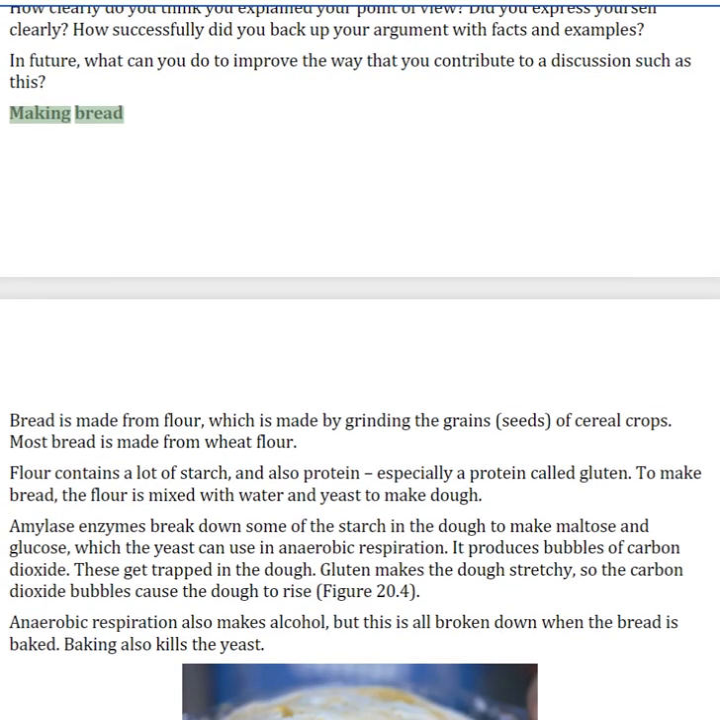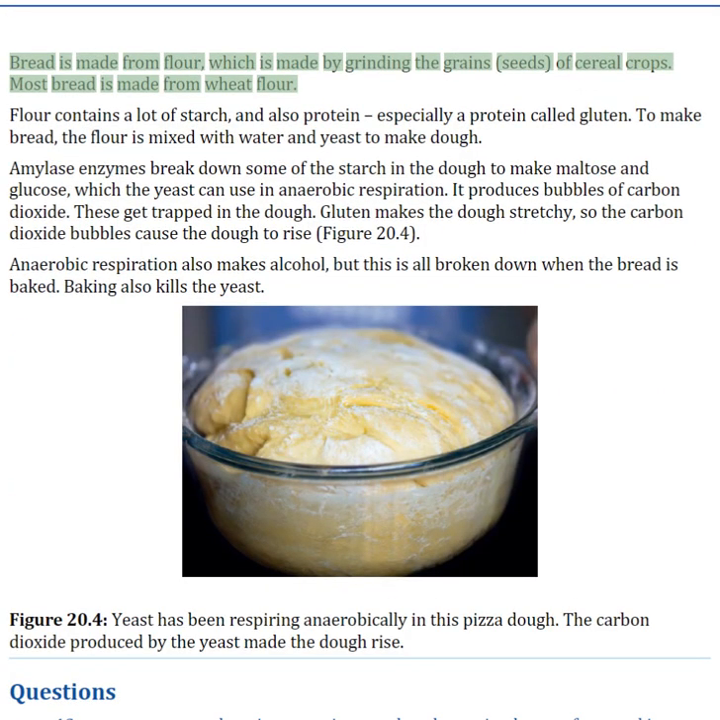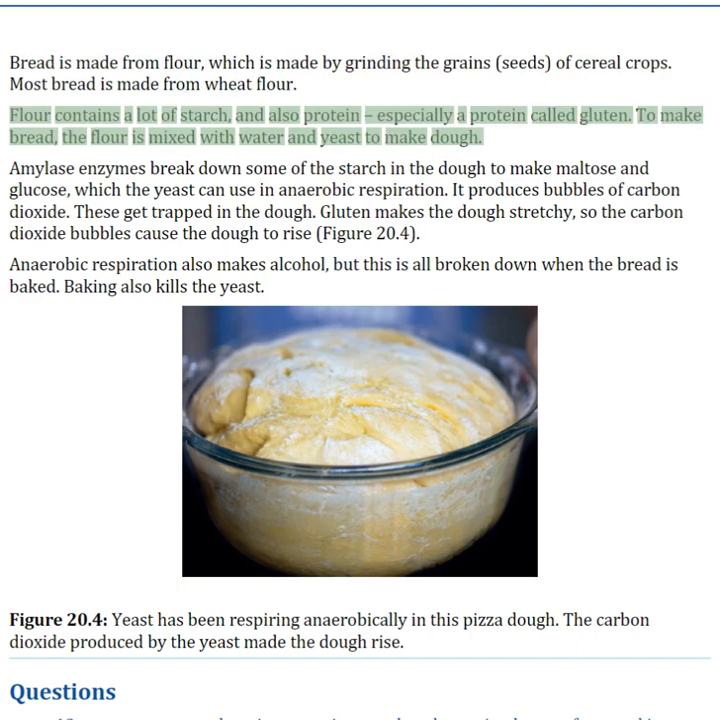Making bread. Bread is made from flour, which is made by grinding the grains of cereal crops. Most bread is made from wheat flour. Flour contains a lot of starch and also protein, especially a protein called gluten. To make bread, the flour is mixed with water and yeast to make dough.